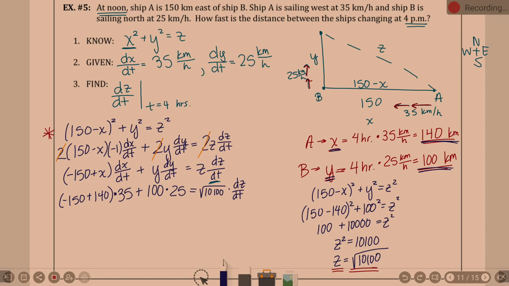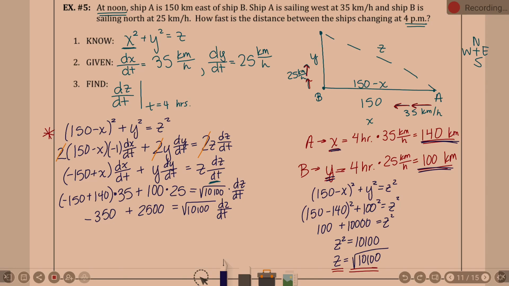Okay, and if you have to give a decimal answer, you're going to have a calculator on this. Just kind of depends there. Let's see. Negative 150 plus 140 is negative 10 times 35, negative 350, plus 2,500 equals square root of 10,100 dz/dt. What is negative 350 plus 2,500? 2150.